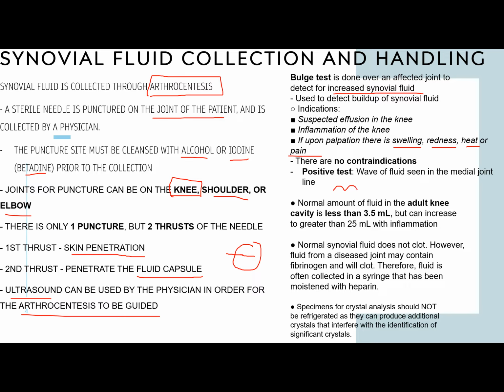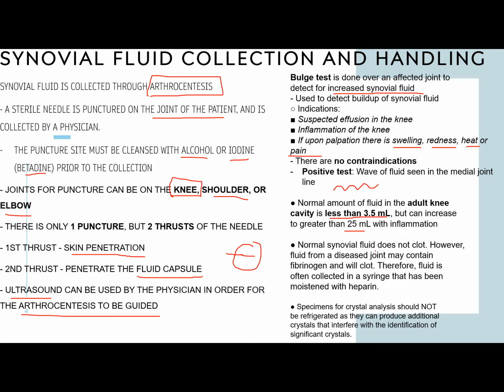So merong parang fluid na gumagalaw-galaw, class, in the middle of the joint line. So the normal amount of fluid in the adult knee cavity, class, should be less than 3.5 ml. So the normal volume of synovial fluid is less than 3.5 ml. But if the patient is suffering from inflammation, it could increase to greater than 25 ml.